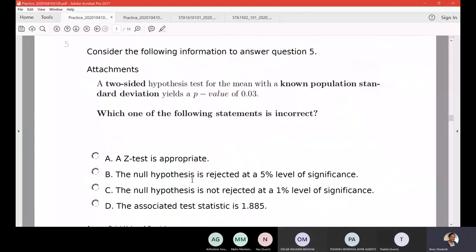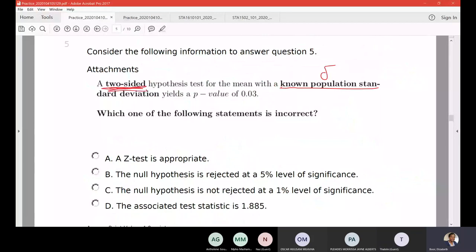And yeah, it asks about two-sided hypothesis testing, so they give you all the other information that you have. Two-sided hypothesis testing for the mean with a known population standard deviation. So therefore, it means they give us a population standard deviation. Here is the other thing you need to remember.